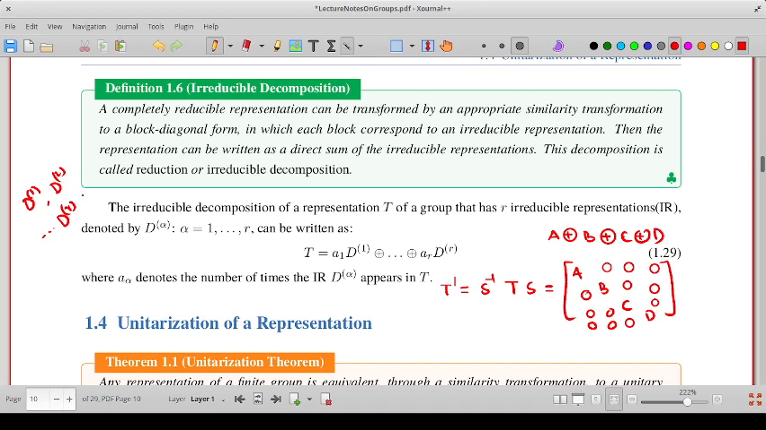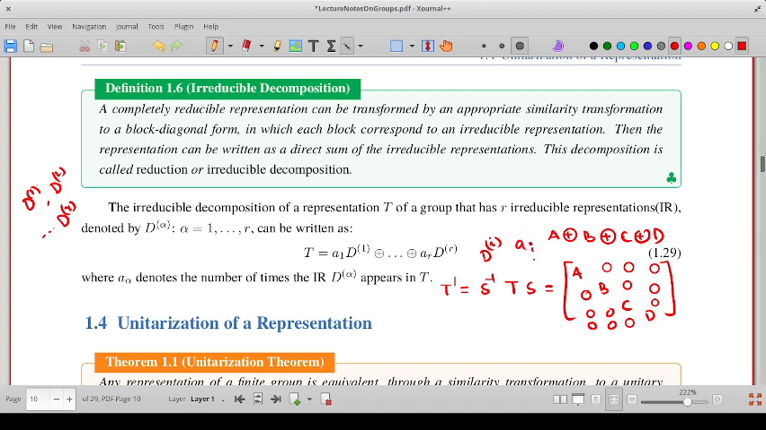Now, if the irreducible representations of the group are denoted by D1, D2, etc., up to DR, then in a decomposition or a reduction of a particular representation T, these blocks will be one of these representations. For example, A could be any of the D1, D2, etc. up to DR. Similarly, B could be one of D1, D2, etc. up to DR, and so on. And in this reduction, it may so happen that a particular irreducible representation, say Di, may appear more than once or may not appear at all.